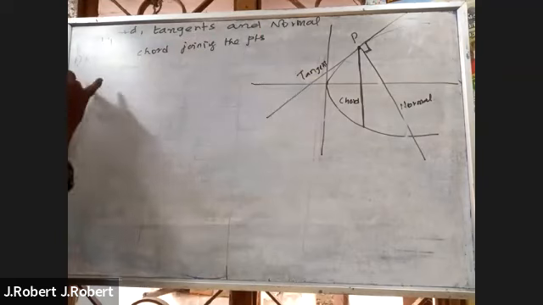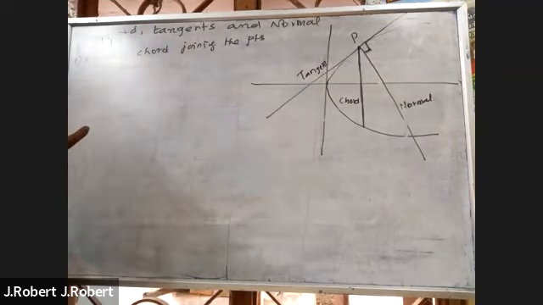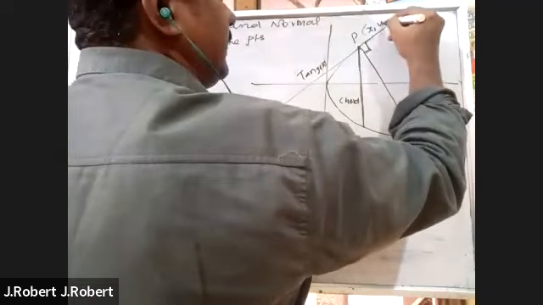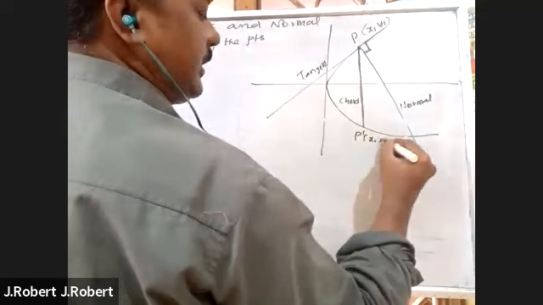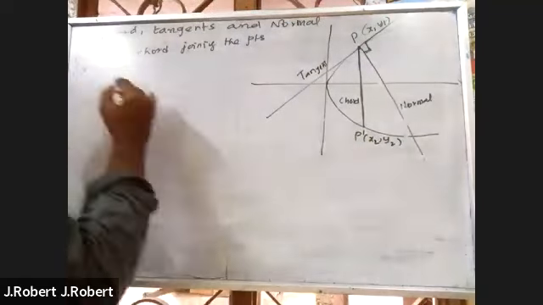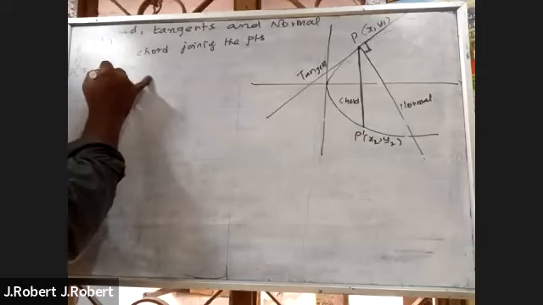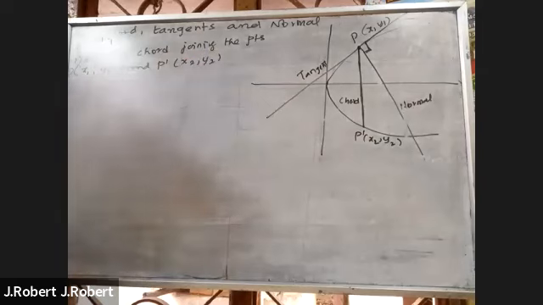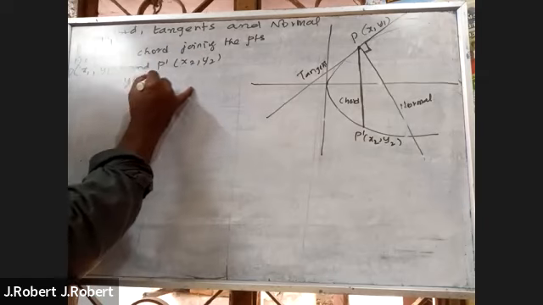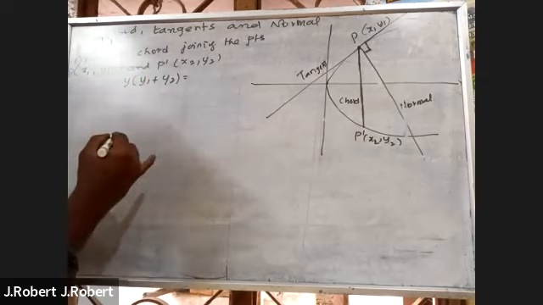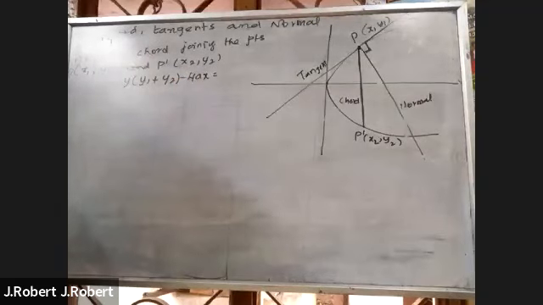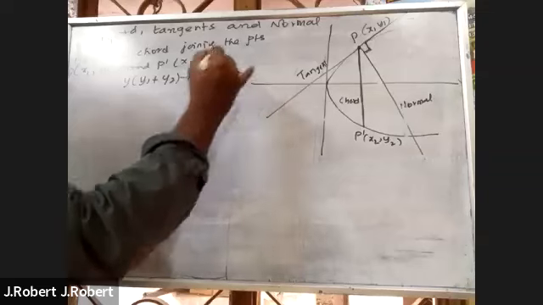First one, equation of the chord joining the points x1 comma y1, P of x1 comma y1, and P dash of x2 comma y2. Then the equation is y into y1 plus y2 minus 4ax is equal to y1 y2. Please take this down quickly. This is called the equation of a chord.